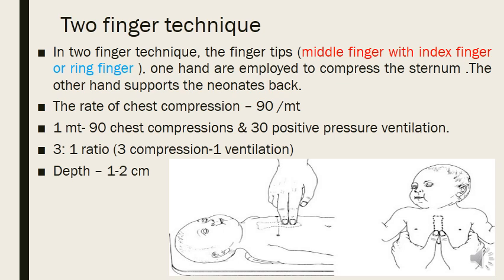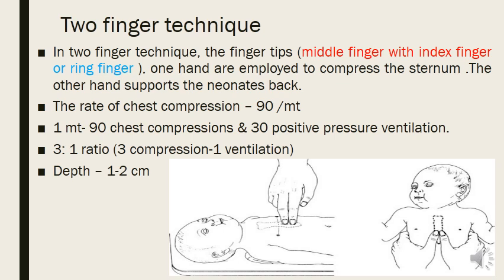The other hand supports the neonate's back. The rate of chest compression is 90 per minute. In 1 minute, 90 chest compressions and 30 positive pressure ventilations we can give, in a 3:1 ratio.